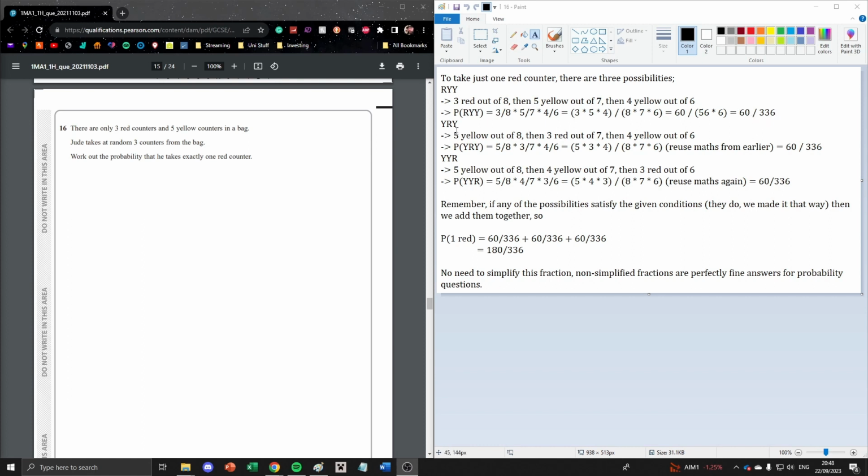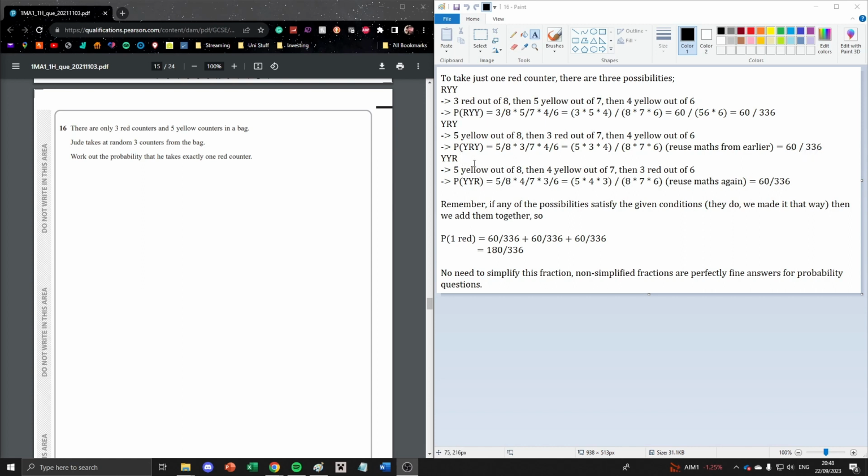For yellow, red, yellow, 5 yellow out of 8, so 5 over 8, 3 red out of 7, so 3 over 7, and then 4 yellow out of 6, 4 over 6. So 5 times 3 times 4 divided by 8 times 7 times 6. This is just the same as before, but written in a different way. So 60 over 336. And then yellow, yellow, red.